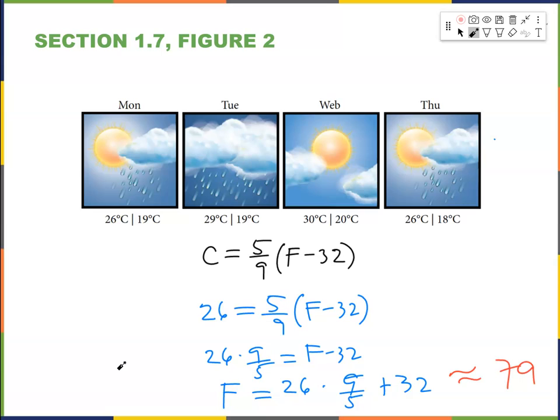26 is equal to 5/9 of (F minus 32). And then we multiply both sides by 9/5. So 26 times 9/5 is equal to F minus 32, and F is equal to 26 times 9/5 plus 32. And this is approximately equal to 79 degrees Fahrenheit. What we did here corresponds to the idea of an inverse function.